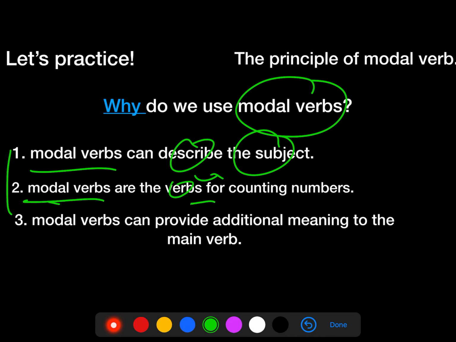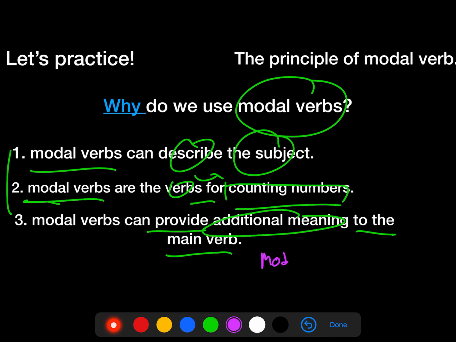Number 2, modal verbs are the verbs for counting numbers. Okay. Number 3, modal verbs can provide additional meaning to the main verb. What did I say? A modal verb is just like a makeup artist, and the main verb is just like a model.